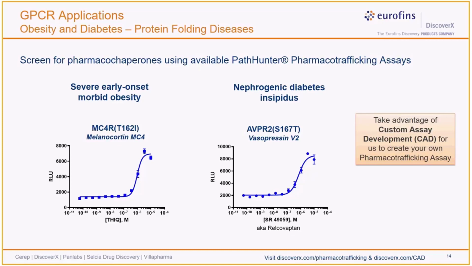So next, I wanted to go over the ion channels, but if you don't see a specific pharmacotrafficking assay for your specific target mutation, you can always call us and contact our custom assay development team down here. There's a link at the bottom.